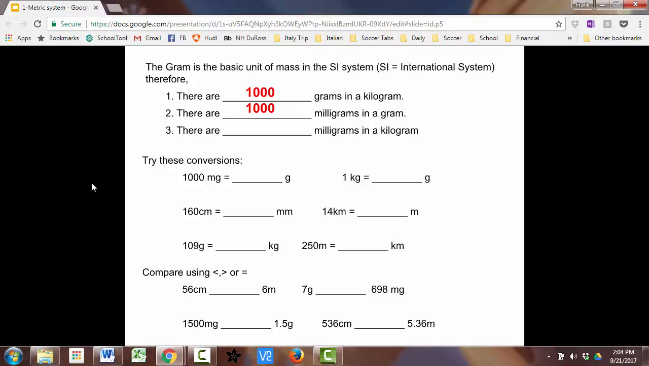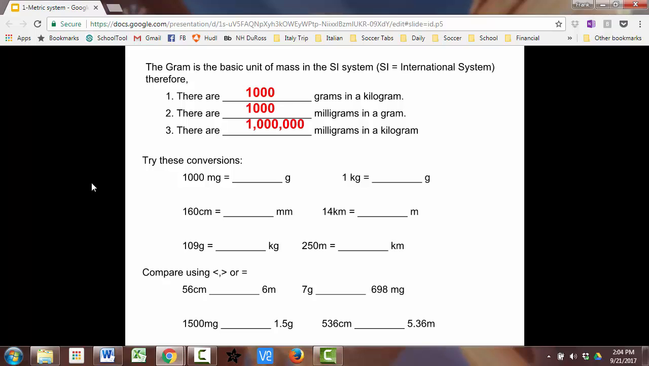Griffin? 10,000. No. Logan? No. Danielle? 100,000. Close, but not quite. You missed one. Derek? A million. A million. We would move over 6 places.